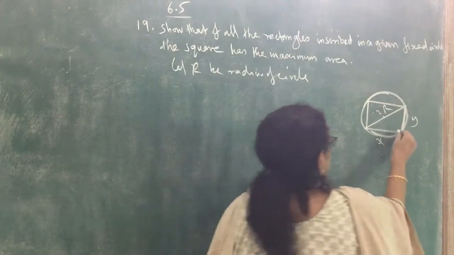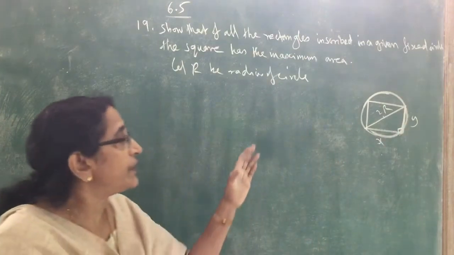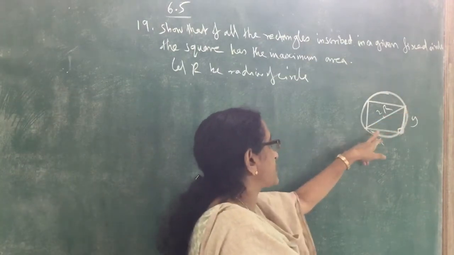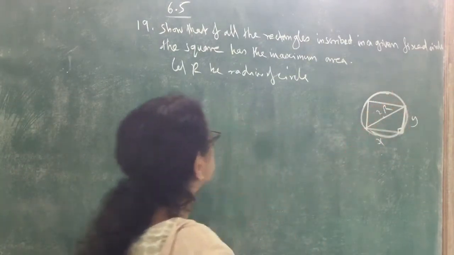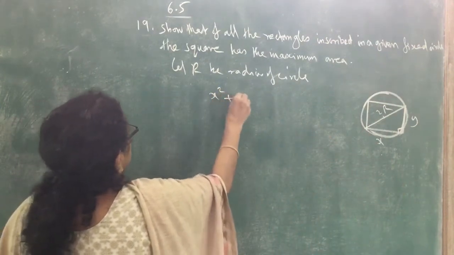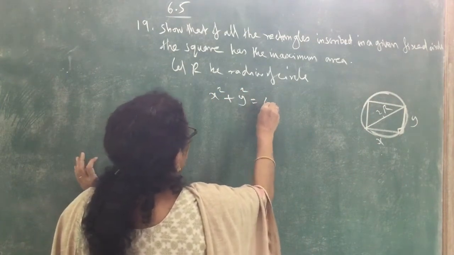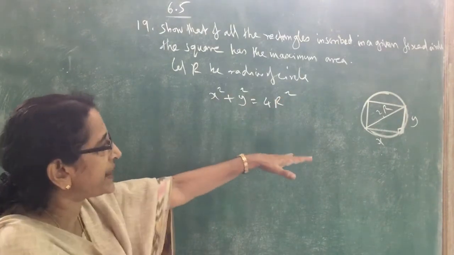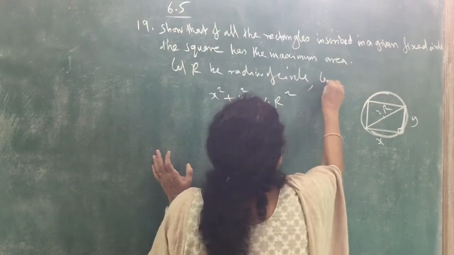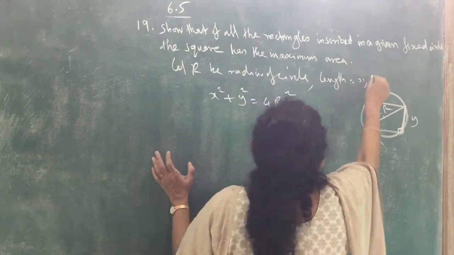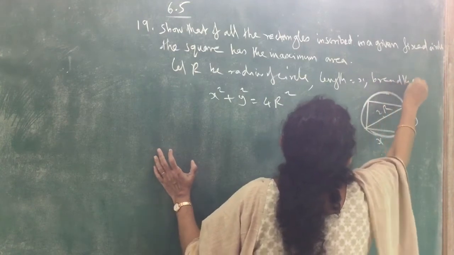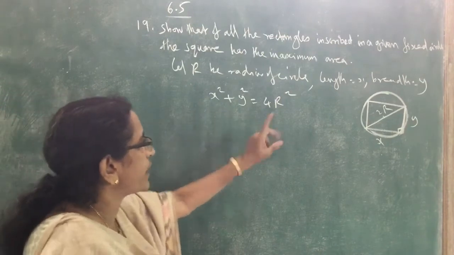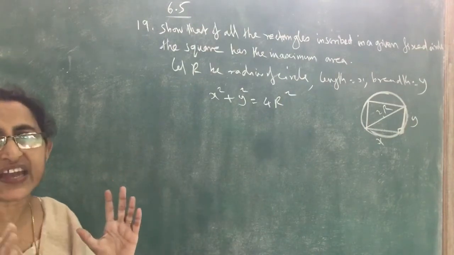Now, in a rectangle each angle is 90 degrees, so we can consider a right triangle. In this right triangle, x squared plus y squared equals (2r) squared, that is 4r squared. We are taking the length and breadth of the rectangle as x and y. So x squared plus y squared equals 4r squared. This is the relation between x and y.